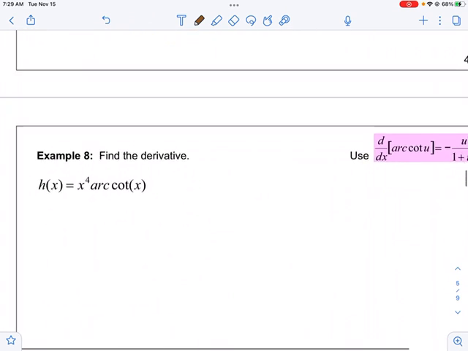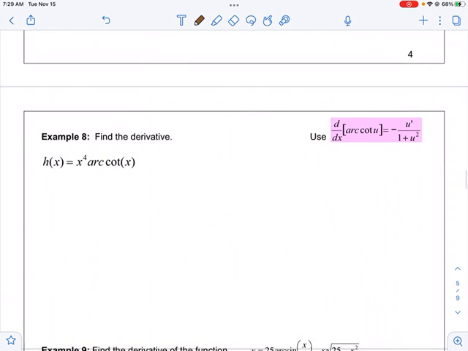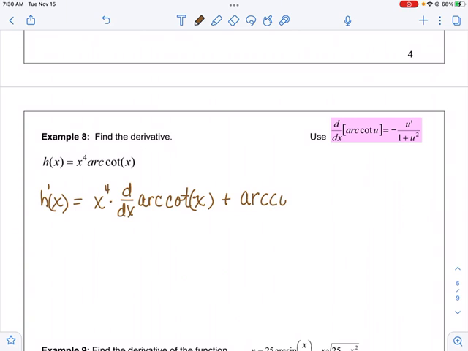Okay, and then I have one more that I'm going to do, and that's on the product rule. So I have to use first times derivative of second plus second times derivative of first. So h prime is equal to first, x to the fourth, times the derivative with respect to x of arc cotangent. Remember, all the derivatives of the arc co- functions are negative, so I'll have to think about that when I get to that point. Then I have first times derivative of second plus second, the second is arc cotangent x, times the derivative with respect to x of x to the fourth, just to be parallel with my process.